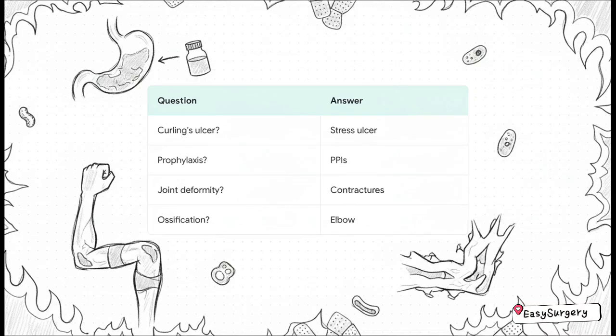And lastly, question 18. Heterotopic ossification is a known complication, especially around which joint? The elbow. Honestly, if you nailed those answers, you are going to absolutely crush this topic on the wards.